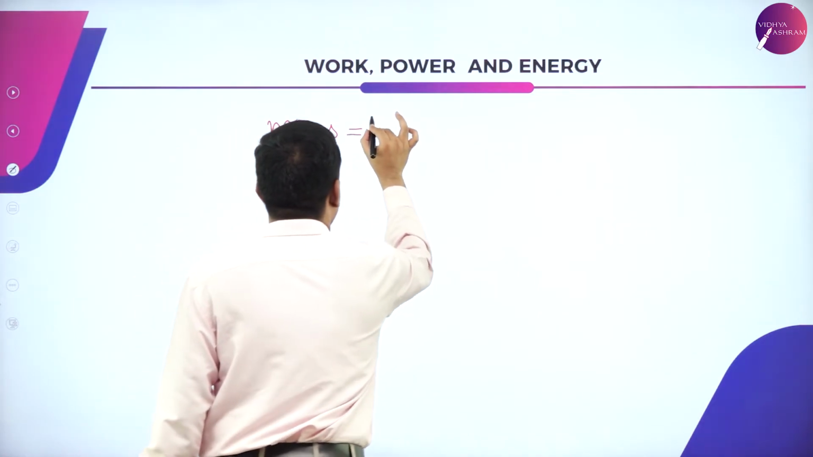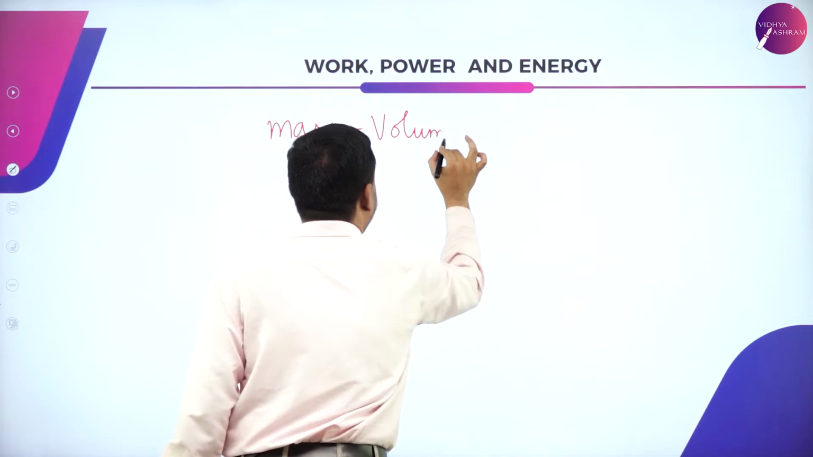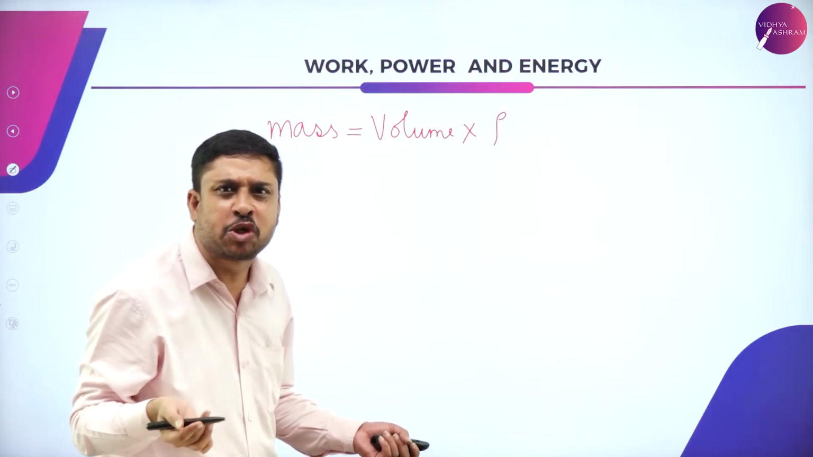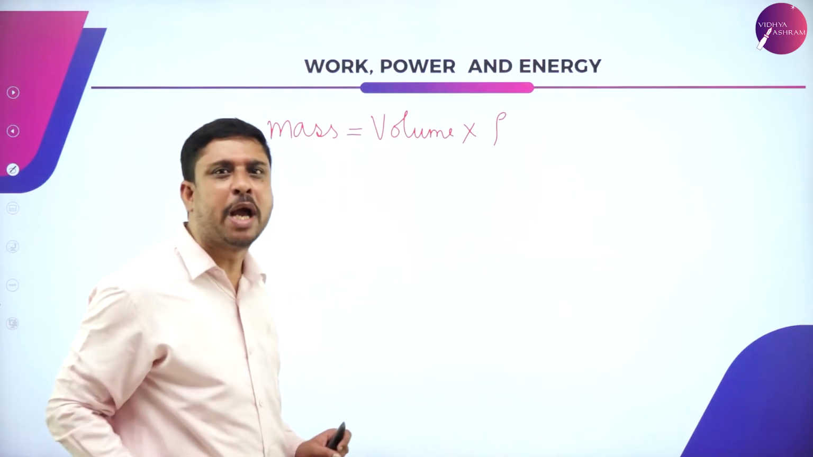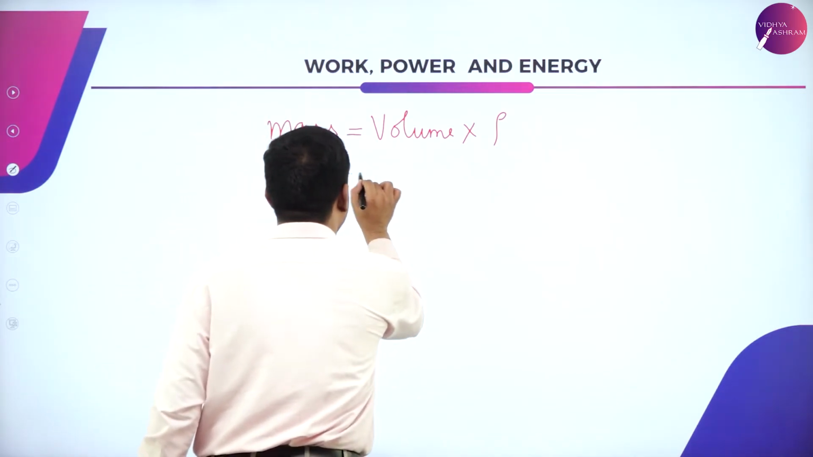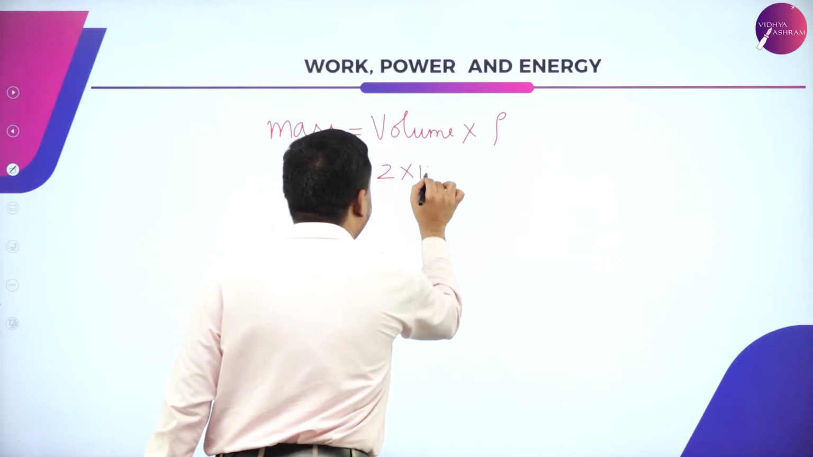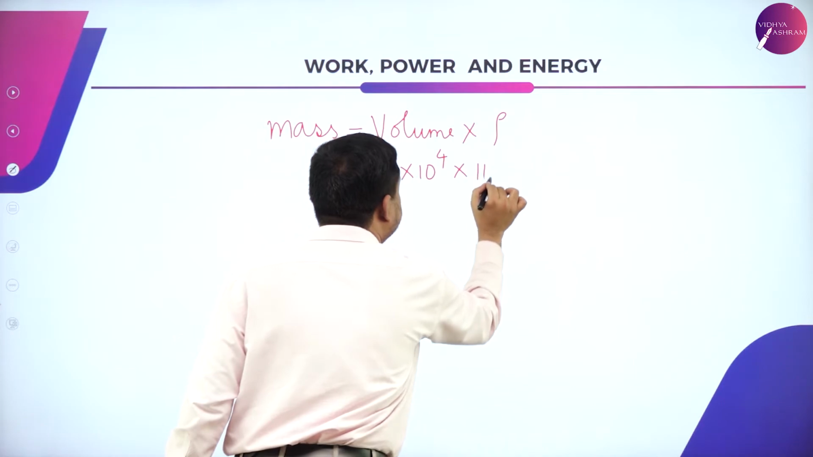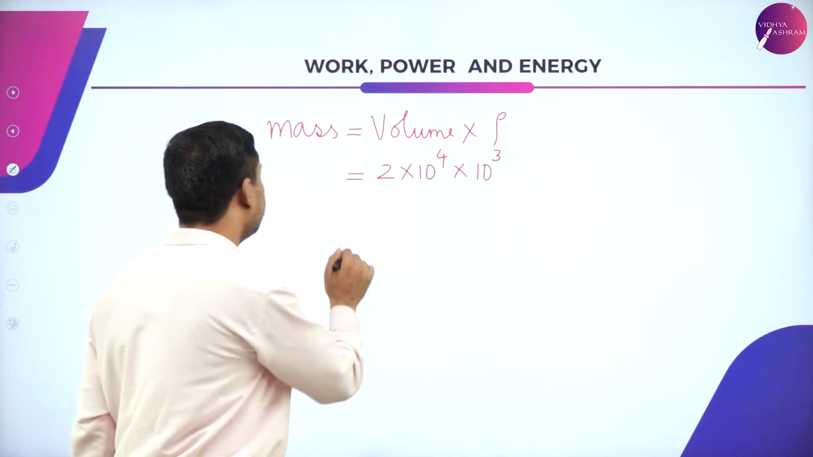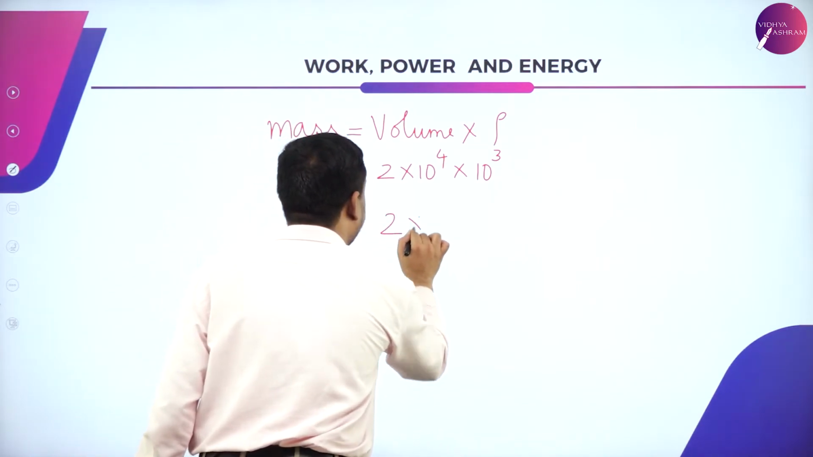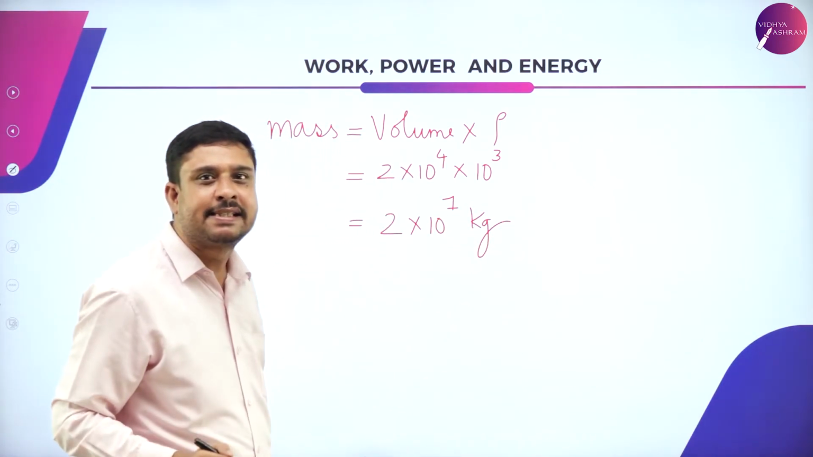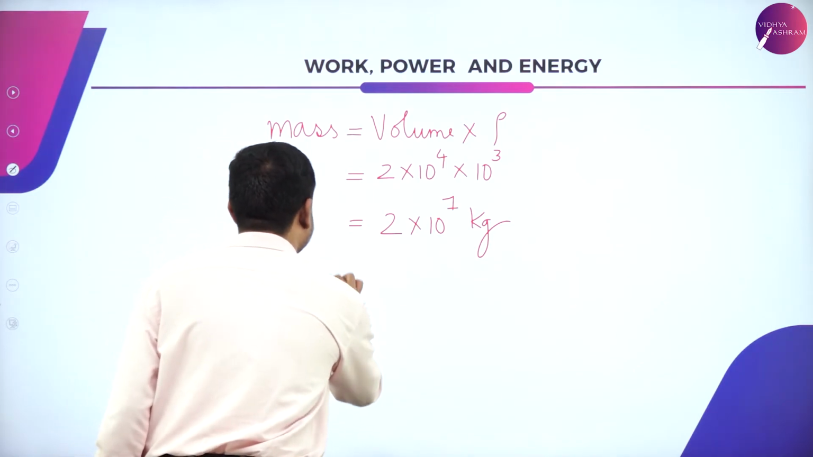is volume into density. By general definition of density, mass divided by volume, so mass is volume into density. Volume is 2 into 10 power 4. Density of water is 1000, which is 10 to the power 3. So this is nothing but 2 into 10 power 7 kg. So mass is calculated. Work done is simple.